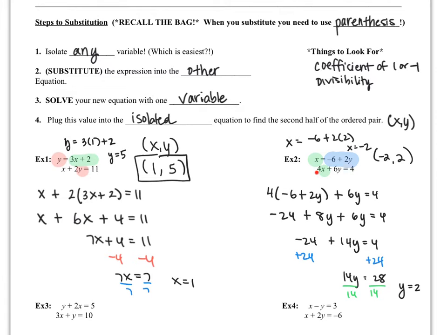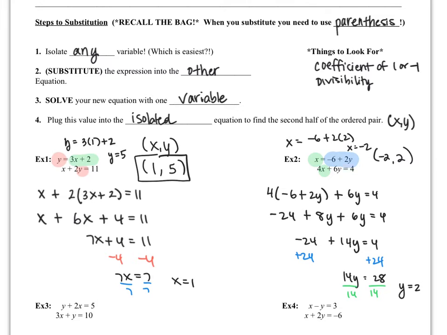So here I have 4 times x, but instead of writing x, I wrote negative 6 plus 2y because that's what x is equal to. And I rewrote the rest of the equation as well, so plus 6y equals 4. I then distributed 4, so negative 24 plus 8y plus 6y equals 4. 8y and 6y combine to get 14y, so I've got negative 24 plus 14y equals 4. I then added 24 to both sides to get 14y equals 28, and then divided by 14 to get y equals 2. But remember, that's only half of my solution.